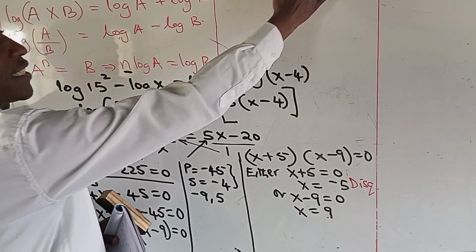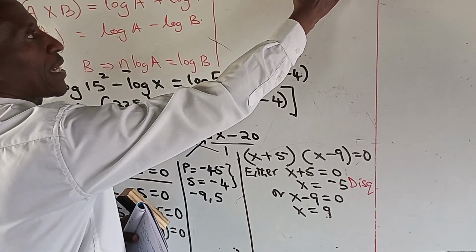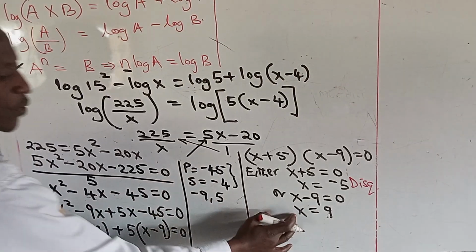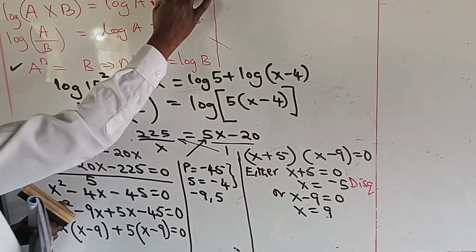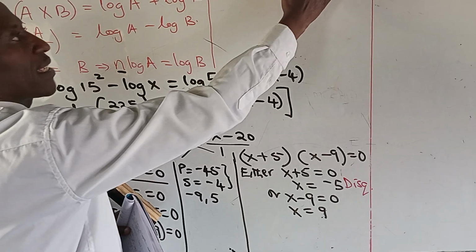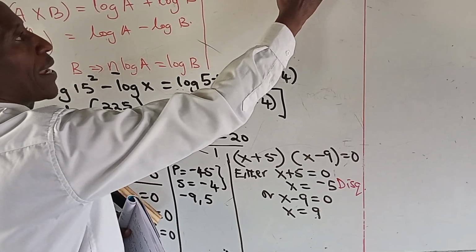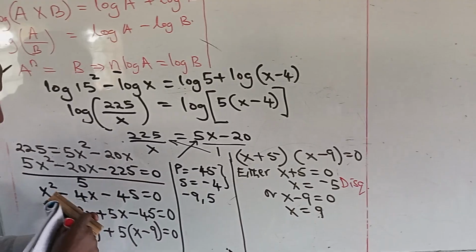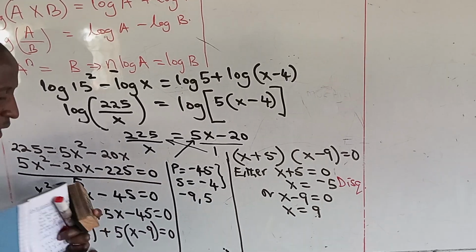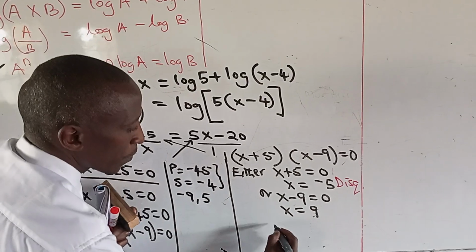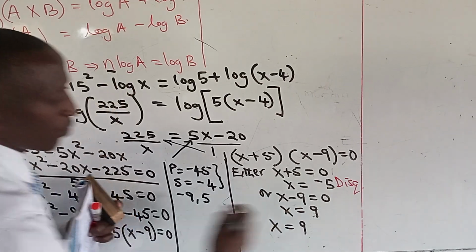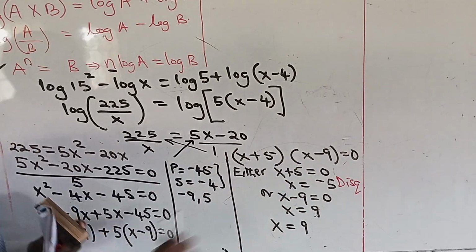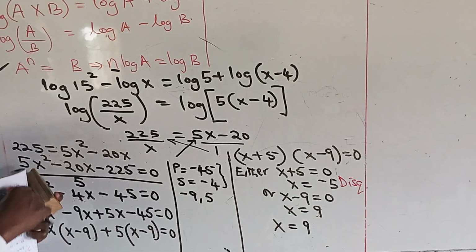Even when you place it here, negative 5 minus 4 gives you negative 9. Logarithm of negative 9 is not defined. But when we take x equal to 9, log of 9 is defined. And when we take x here, 9 minus 4 is 5. Log of 5 is defined. So we can conclude that it's only when x is equal to 9 that we are able to have that question solved.